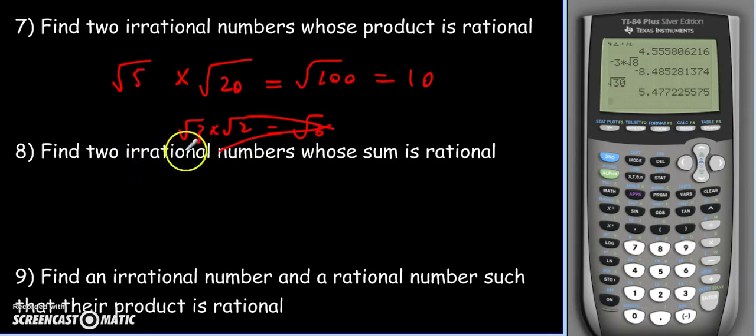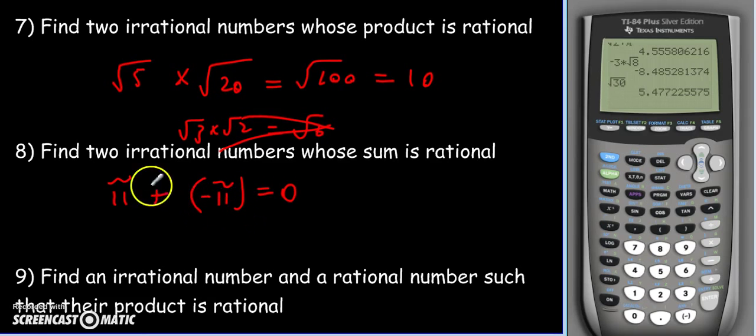Now let's find two irrational numbers whose sum is rational. Now this is tricky. There's no evidence of whether this can be done or not, and no evidence if this is the only way to do this, but we can always take any irrational number and add it to its opposite, and it will equal 0, which is rational.